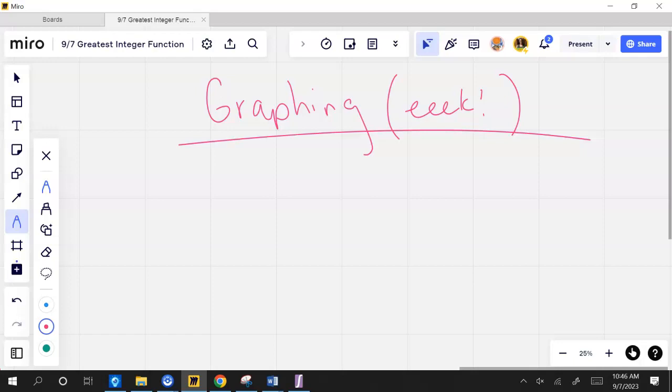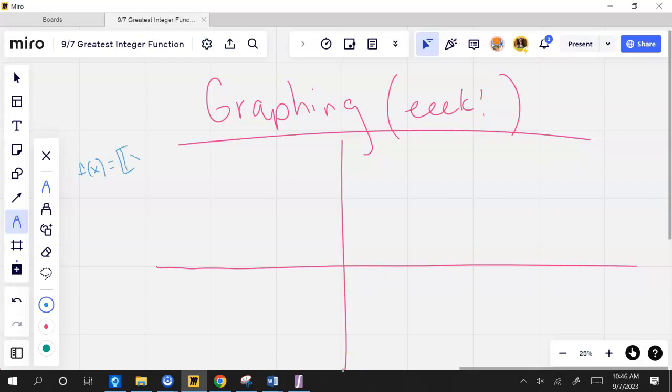All right, this is where things are going to get dicey. So we're going to walk through it, and hopefully you'll pick up on the pattern and see what's happening. Now, normally we graph with a table of values, right? So let's think about it that way.